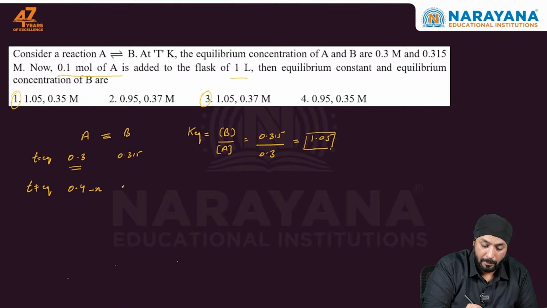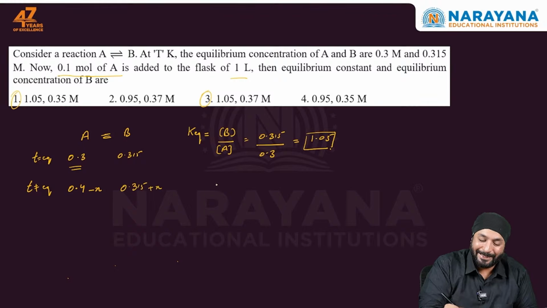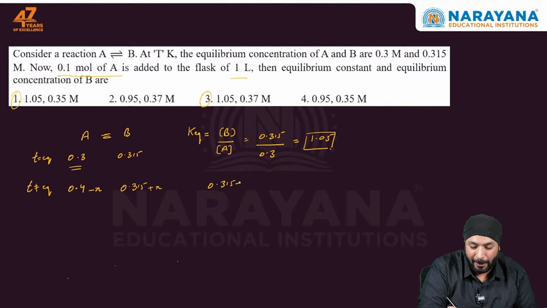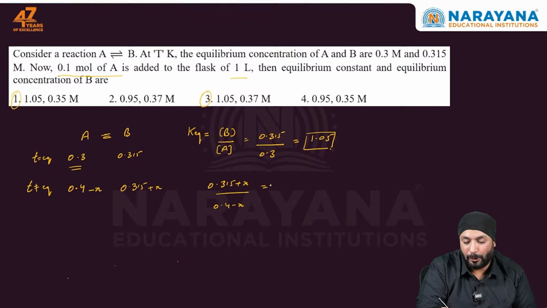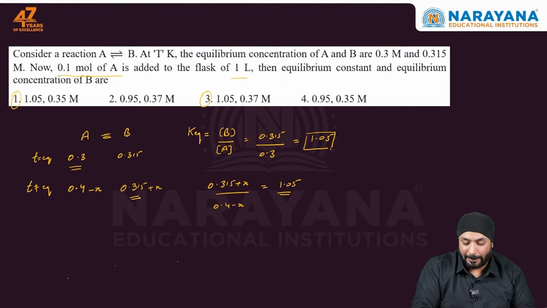and 0.315 plus x, such that (0.315 plus x) divided by (0.4 minus x) should be equal to the equilibrium constant 1.05. Right, so the equilibrium constant will not change when the temperature is constant, and obviously if the reaction is moving forward, the concentration of B should be more than 0.315. We will calculate how much it comes to, right.